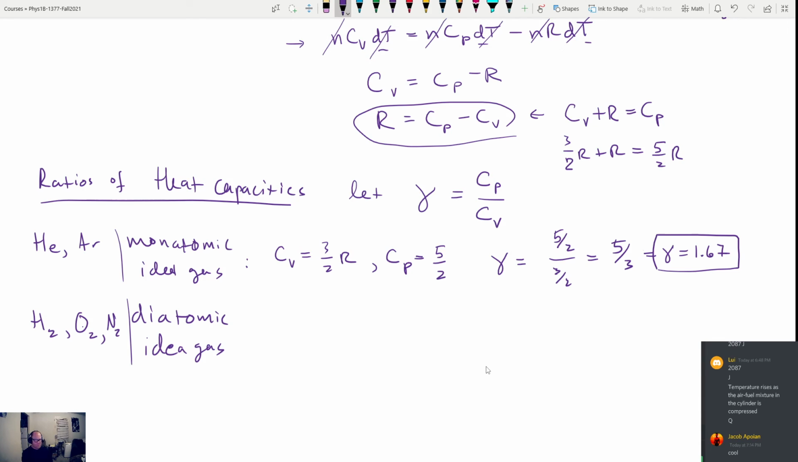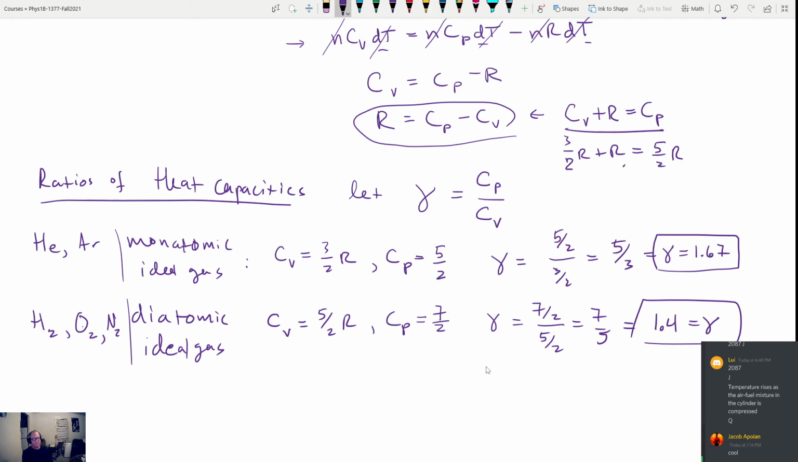So, for a diatomic ideal gas, we said that CV was equal to 5/2 R, which means that CP is going to be 5/2 plus R, right? We use this equation. So 5/2 plus R is going to be 5/2 plus 1, which would be 5/2 plus 2/2, which is 7/2. 7 over 2. And then gamma is going to be equal to 7 over 2 divided by 5 over 2, which is going to be equal to 7 over 5, which is equal to 1.4. Okay.